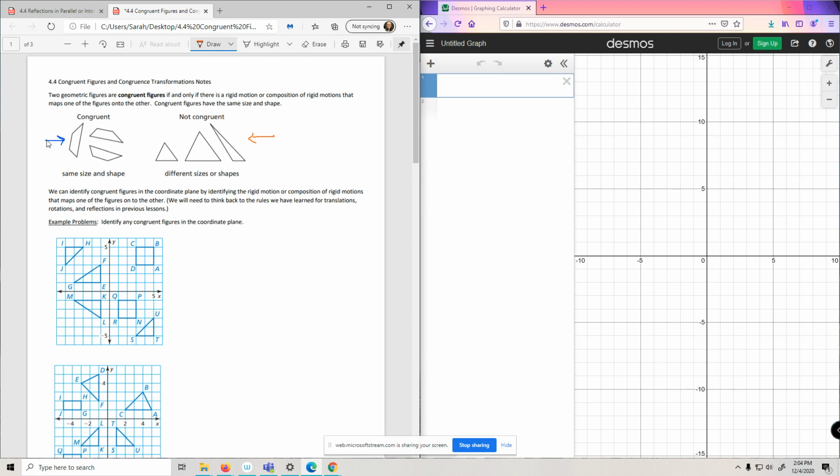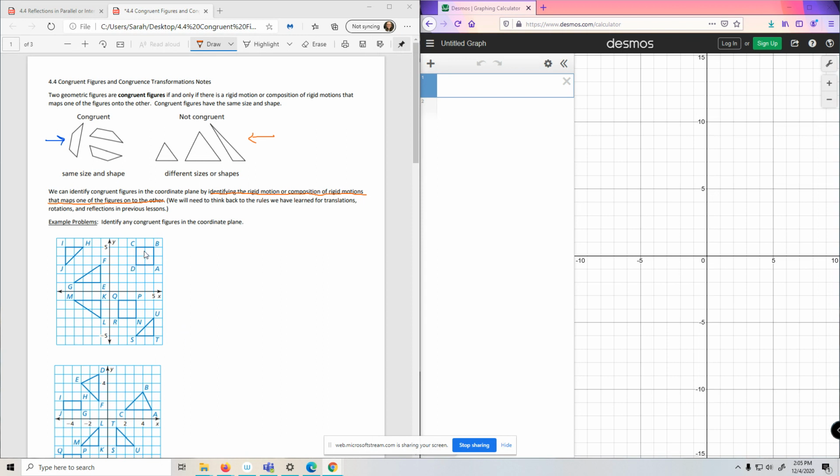Some of these you can just tell by looking at them, but we want to get into the idea of identifying the rigid motion or composition, which means multiple rigid motions, that we use to get from one to the other. So how would I get from one starting pre-image onto an image that's the congruent or same figure? The way we can do that is we can start with one figure, find the one that looks congruent to it, and see if I can do consistently the same action to get from the first one to the second one.